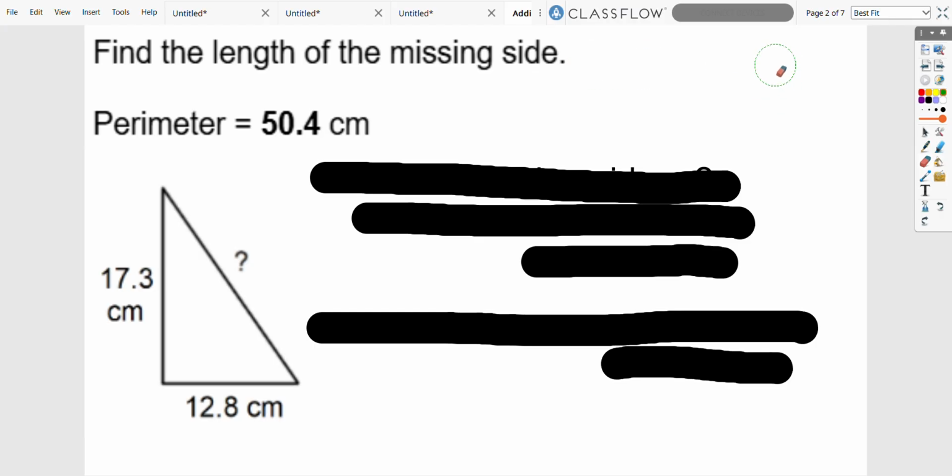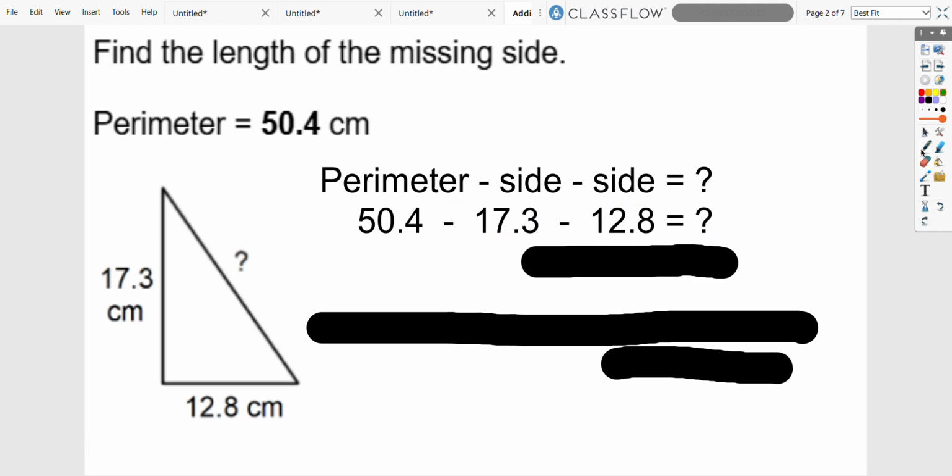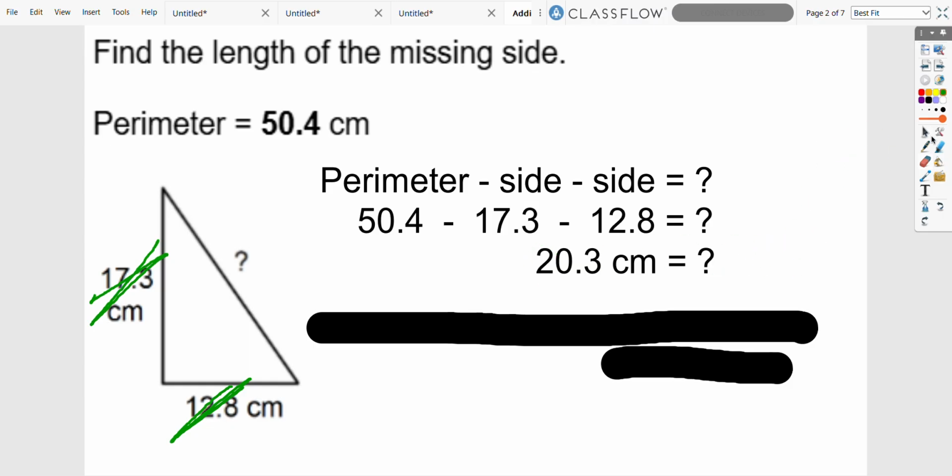When you are given a perimeter and you have to find a missing side, we use subtraction. So we know that it's going to be perimeter. We're going to subtract out the two sides. The perimeter in this case is 50.4. And then we're going to subtract out each of those two sides. So essentially taking that away or taking this away. And so the result gives us 20.3.